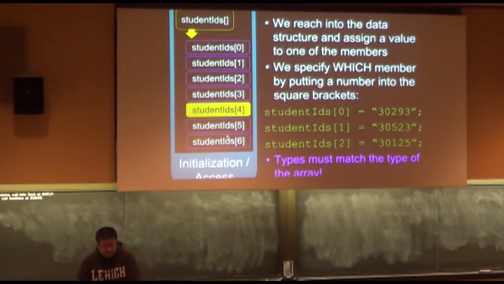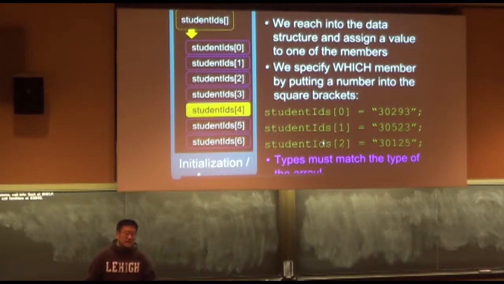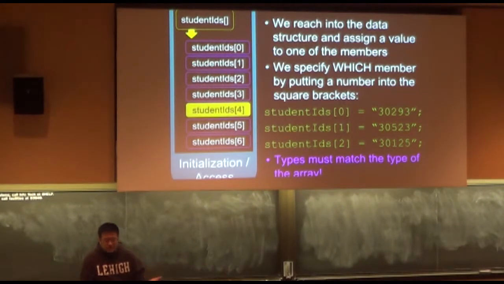Also, because these are individual strings or individual integers, the type that you assign to each one of these members has to match the type of the array. So if you had an array of integers, each one of the members of that array is an integer, and you have to store an integer into that array member. Otherwise, you get a compiler error. So the types have to match, or they have to at least be implicitly castable.